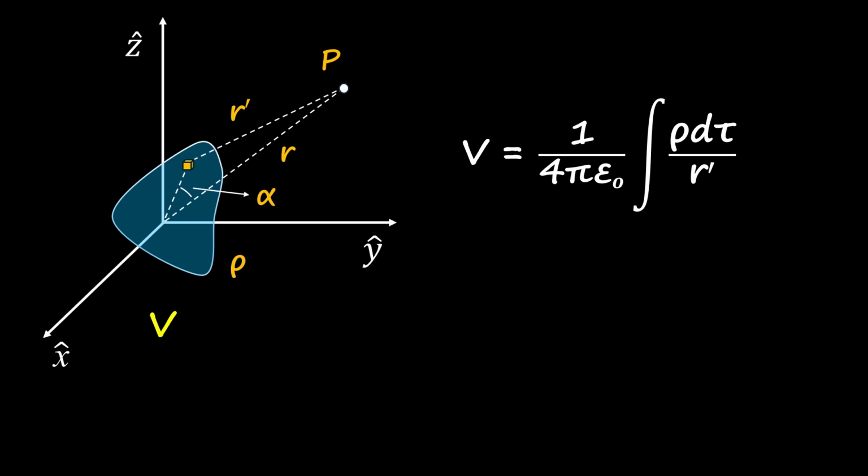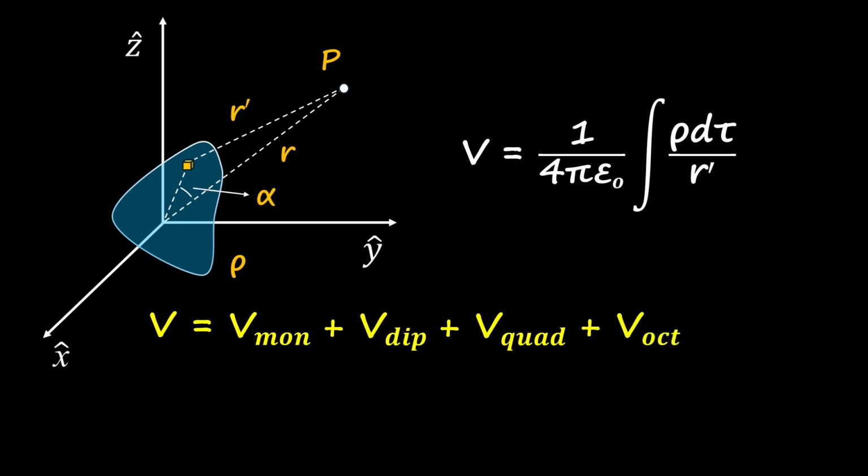This potential V can be expressed as a series of different components. The first component is the monopole contribution. The second component is the dipole contribution. The third is the quadrupole contribution. The fourth component will be the octapole, and this series goes on.